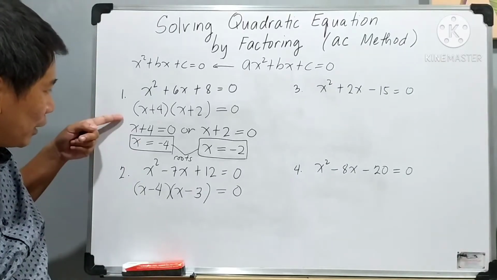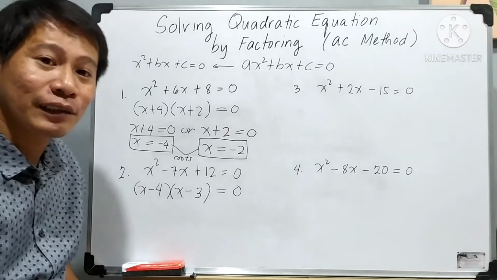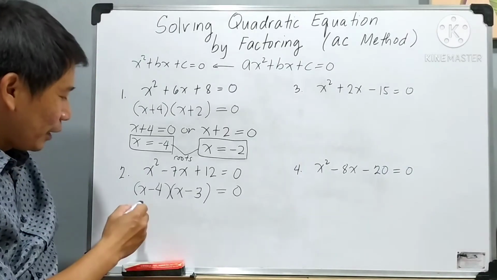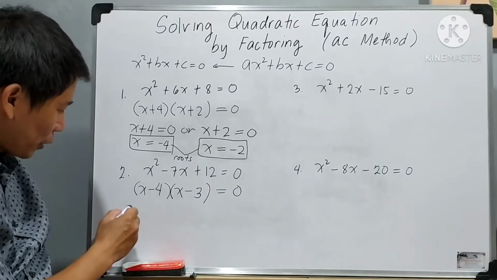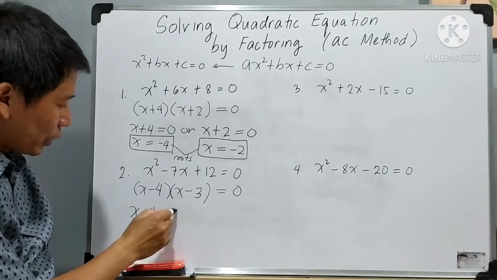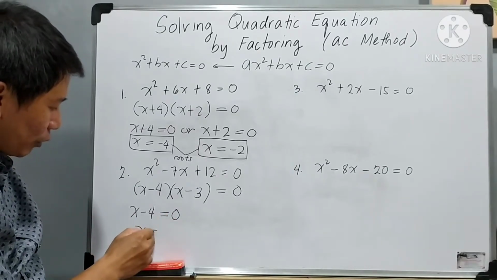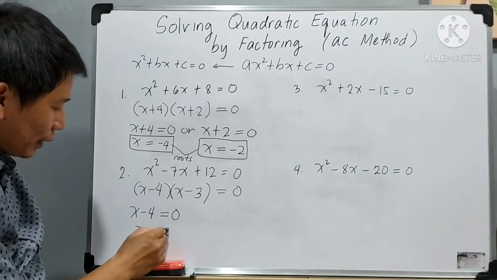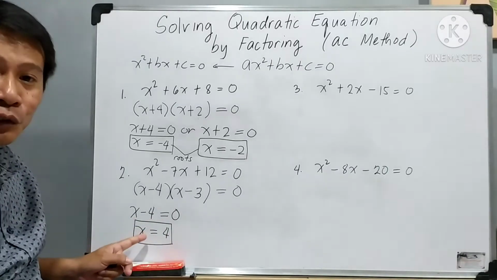Ngayon, just like what we did here, we will solve for x applying the zero product property. Equate natin each factor to 0. Let's start with the first factor. So, x minus 4 equate to 0. Solve for x. So, x here is equal to positive 4. And that will be our first root.